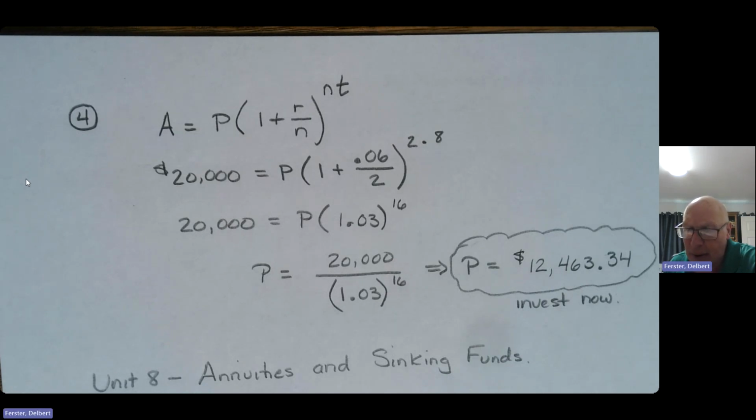So it's you and your calculator taking 20,000 and dividing by 1.03 to the 16th, and you will find that the principal, or the amount you would have to invest to be able to generate that sum of $20,000, is $12,463.34. So that is your present value of that investment, and that's what you would need to invest under that set of rates and circumstances, so that in 8 years your investment would have grown into a value of $20,000.